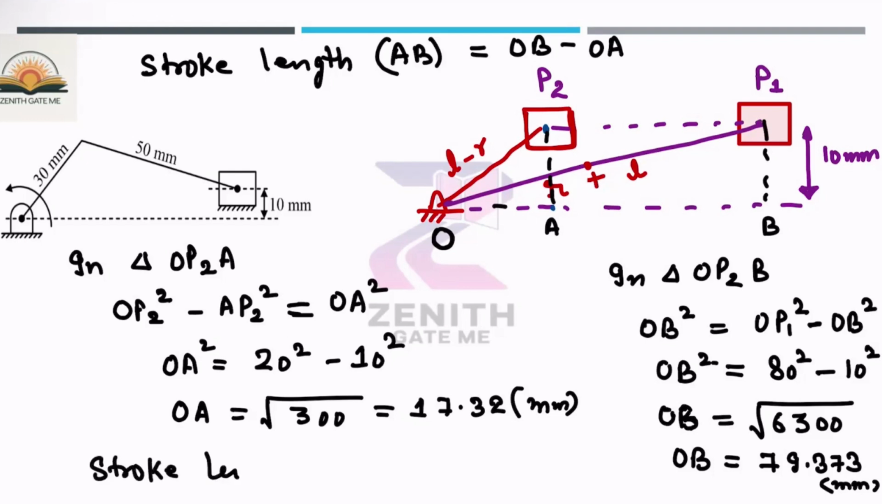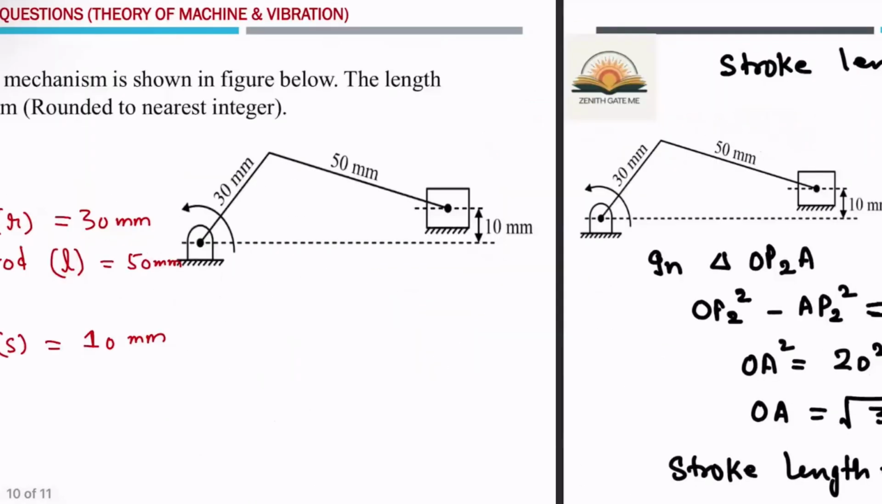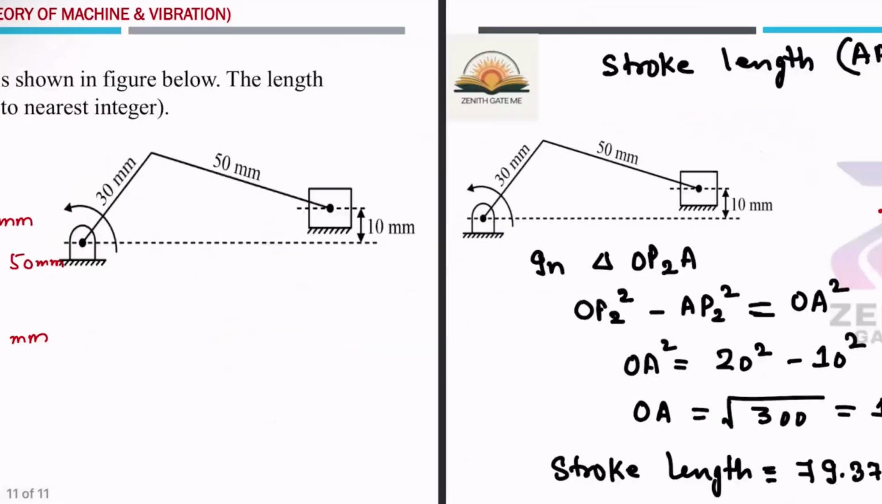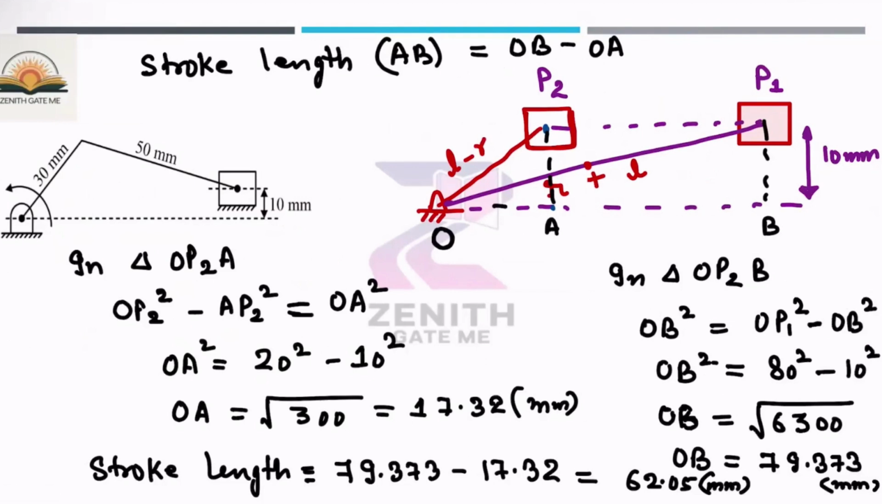Okay, so what is the stroke length? Now the stroke length will become OB, which is 79.373, minus 17.32, which is equal to 62.05 mm. Now, if you see, you have to round off to the nearest integer. That means what is the correct answer for this question? 62.05, the nearest integer value will be 62 only. So the correct answer for this question is 62.